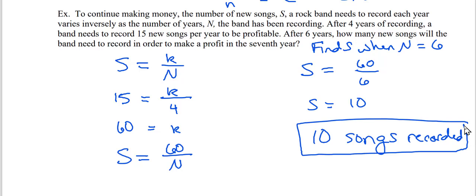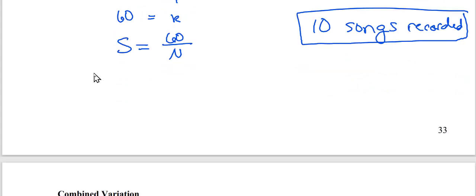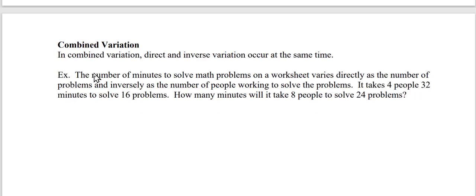Okay. The key there is this very first sentence, to write that relationship, write that equation. And once you get that relationship written down, that equation written, you have to find the K. And then from there, you can find whatever piece of information you're looking for.